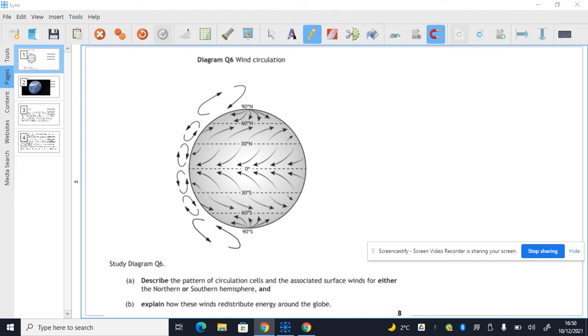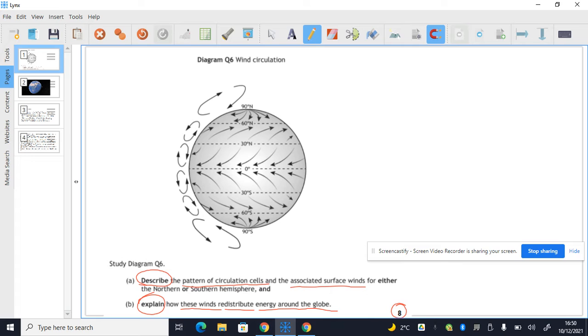Okay, in this tutorial, we're going to consider how to answer this atmosphere question from the higher geography course. Now, this question has got two parts to it, and we should pay attention to the fact that we have 8 marks available. The first part is quite a simple part. It's just describing the pattern of the circulation cells and the associated surface winds. The second part, which is slightly more complex, is how the winds cause a redistribution, another idea, spreading of the energy from around the globe.